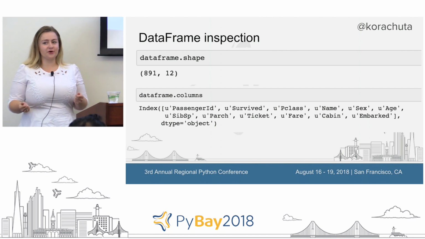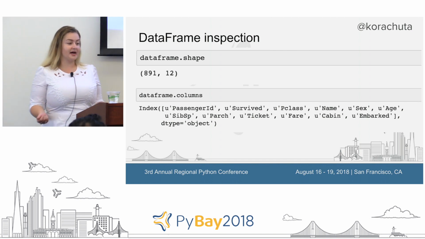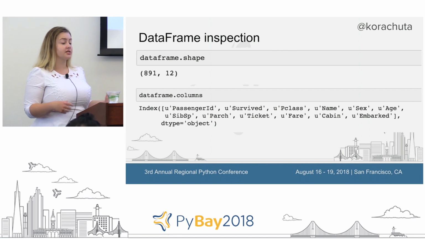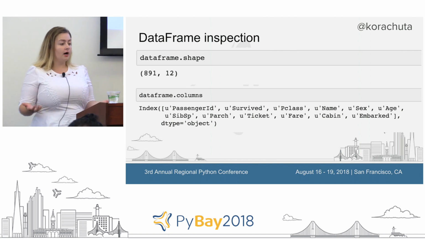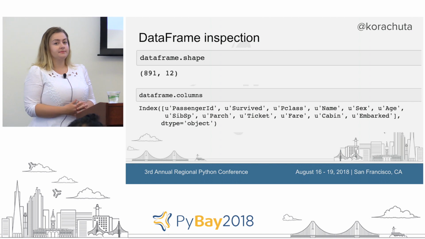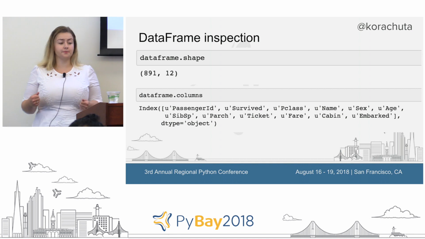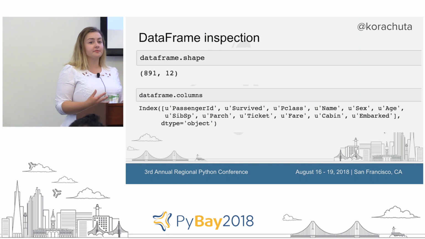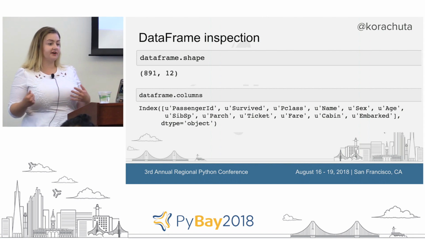So I'm very briefly going to go over a data frame inspection before I dive into some translations from SQL into Pandas. The first one is dataframe.shape. That tells us the number of rows and columns in our data frame. And then the second one is dataframe.columns, which tells us the different columns we have in the data set. So here we can see that we have a passenger ID, whether they survived, what passenger class they are, their name. As I mentioned, this comes from a Titanic data set, and it's used to learn to predict whether someone has survived the Titanic.